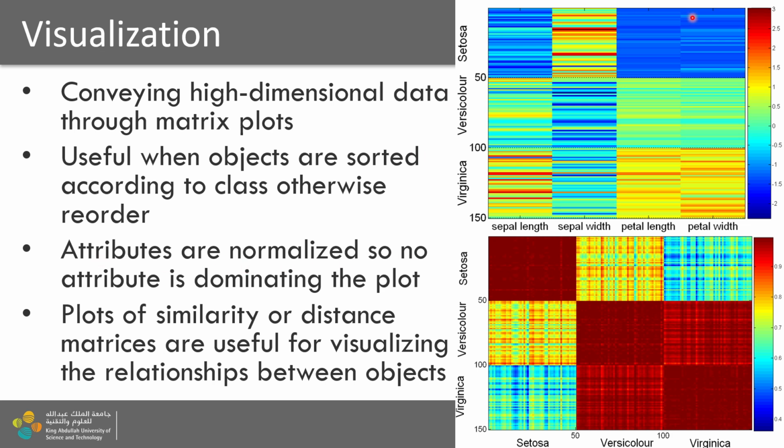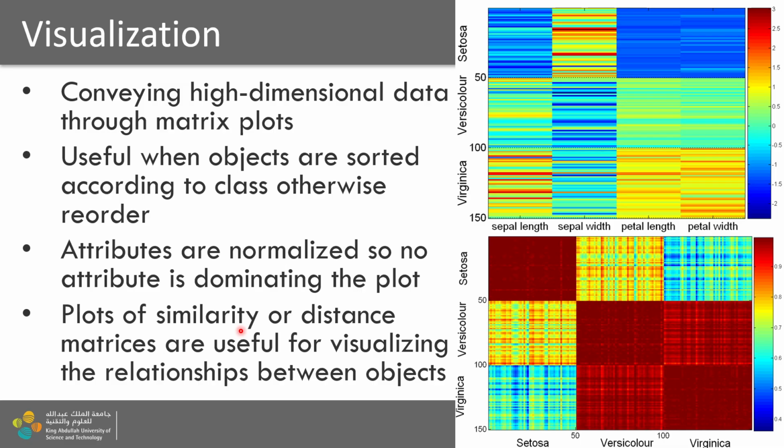If we want to perform these matrix plots, we would need to normalize the attributes across each other so that no attribute is dominating the plot. In the correlation, this is already done because we are dividing in the correlation by the standard deviation. So the correlation is always between 1 and -1, but in this case between 1 and 0.